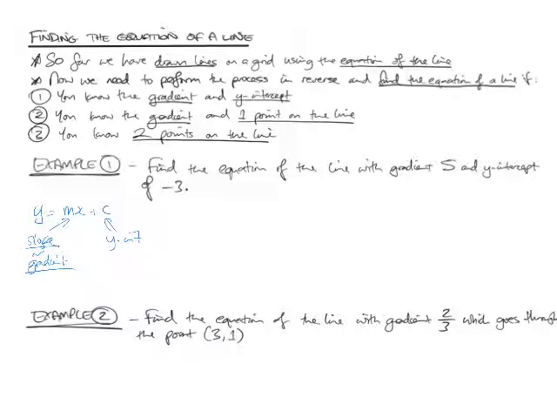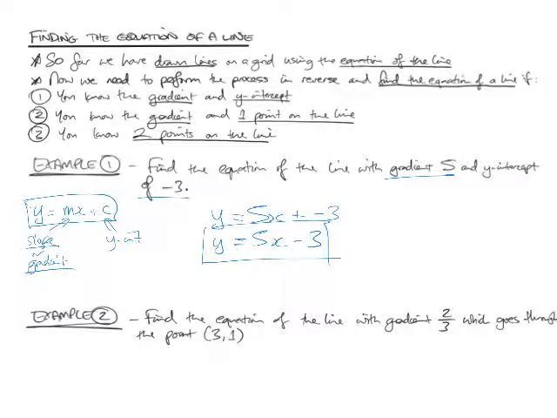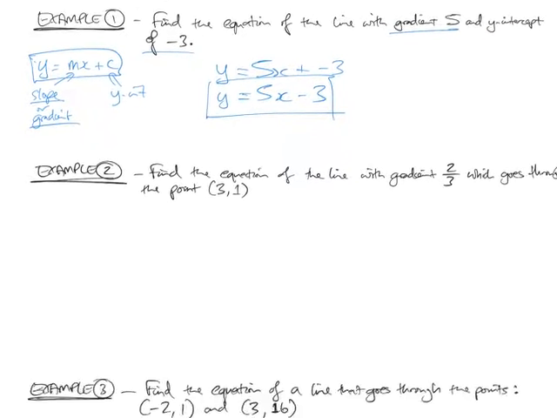So in this example 1, this first situation, number 1, if you know the gradient and the y-intercept, you just plug those numbers into this equation, y is equal to mx plus c. So y is equal to, what's the gradient here? Gradient of 5, so it's going to be 5x. And the y-intercept is -3, so it's going to be plus -3. What happens to a plus and a minus sign next to each other? They become a minus sign. Sorry, I've got a very blocked nose. So that is the equation of a line that has gradient of 5 and a y-intercept of -3.